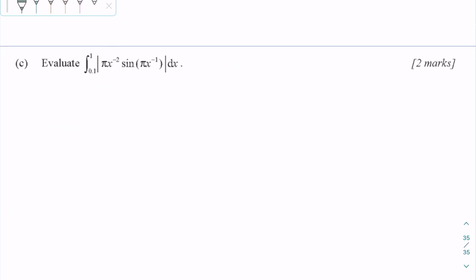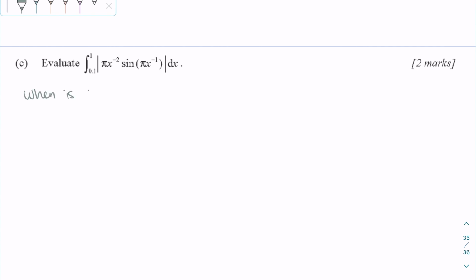Part C asks to evaluate the definite integral of the absolute value of pi x to the minus second times sine of pi x to the minus first, in absolute value, from 0.1 to 1. When we're finding the integral of an absolute value, we must make every part of the function positive. This means we need to break apart this integral into integrals that only consider intervals of the function when it is fully above the x-axis or below the x-axis.